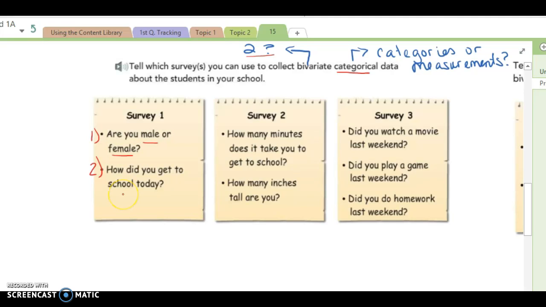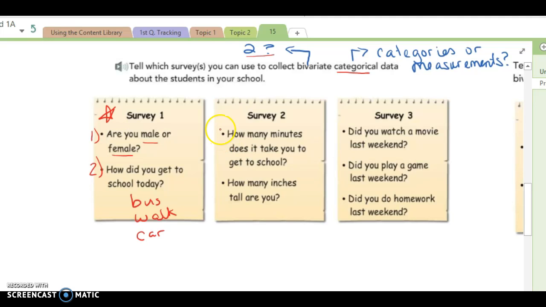The second question is, how did you get to school today? Well, your answer for that could be that you went on the bus. It could be that you walked. It could be that you are a car rider. So all three of those are categories. None of them are measurements. So is this a bivariate categorical data? Yes, it is.